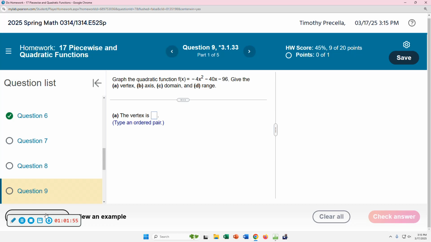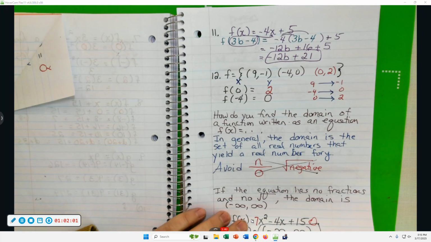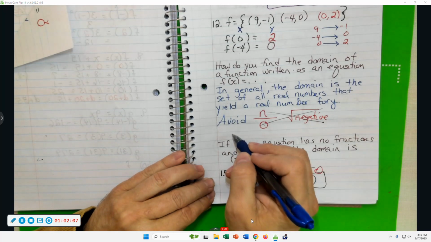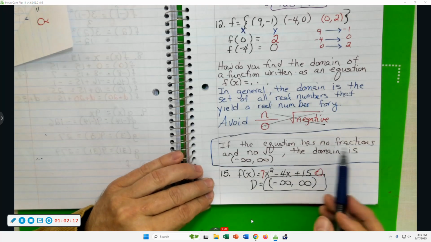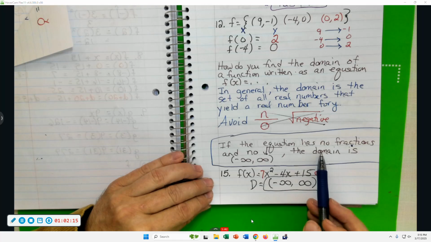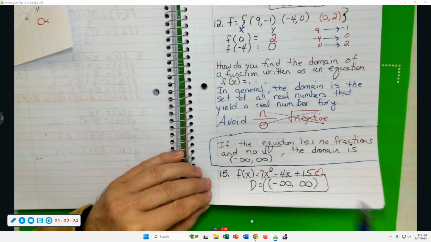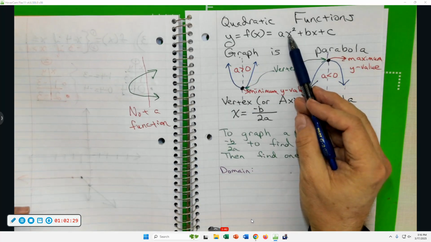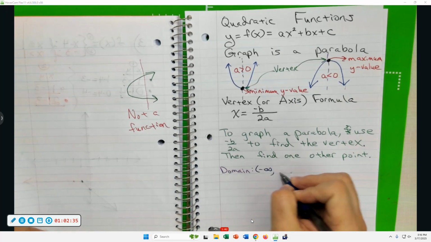Here it is. Here are our notes from that last class meeting. Look at this part right here. If your equation has no fractions and no square roots, the domain is all real numbers, negative infinity to positive infinity. You can plug any number you want to in for x. If it's quadratic, you're not going to get an imaginary number. You're not going to get a denominator of 0. So the domain, all real numbers.